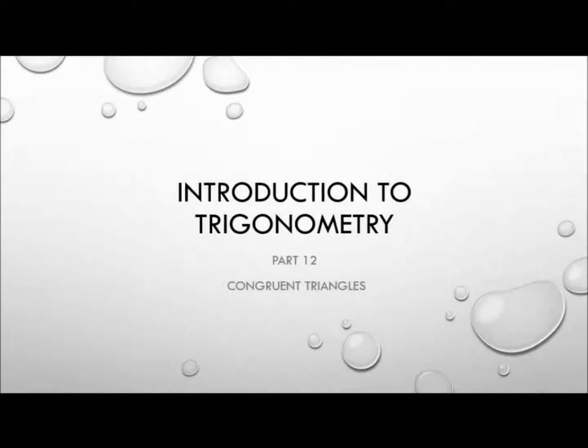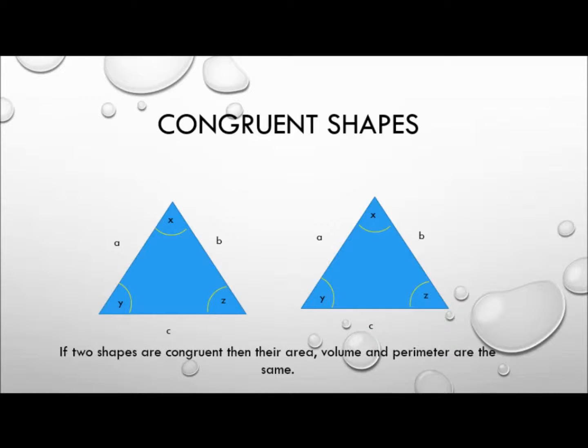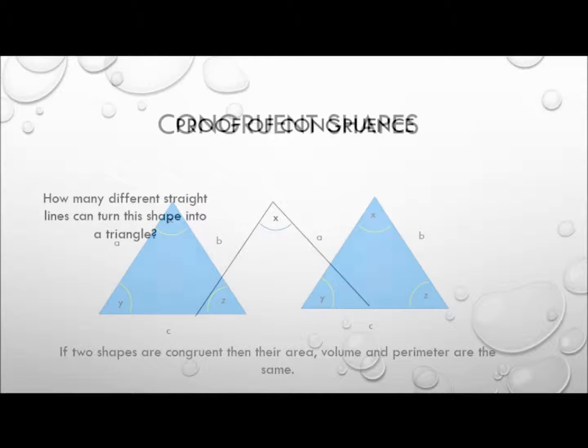Hello and welcome to another GCSE revision video, and in this video we're going to be looking at congruent triangles. Two shapes are said to be congruent if all their sides and all their angles are the same. If two shapes are congruent, then their area, volume and perimeter are the same.